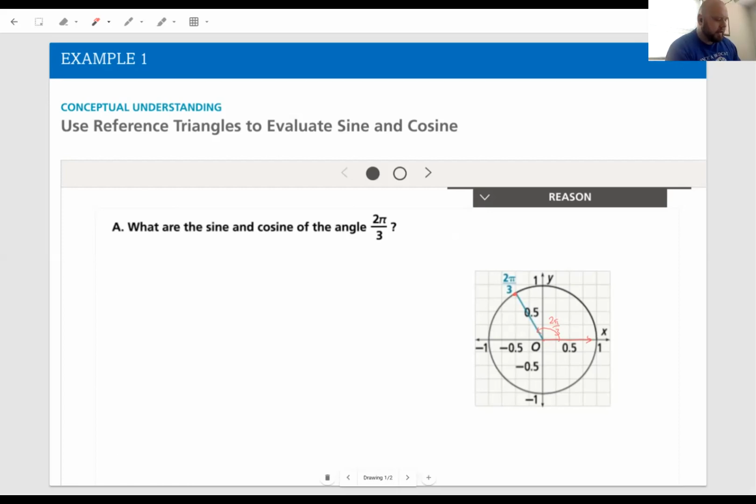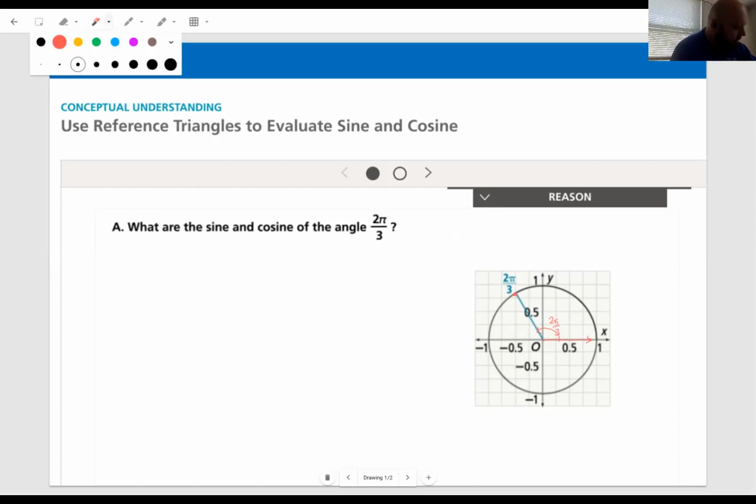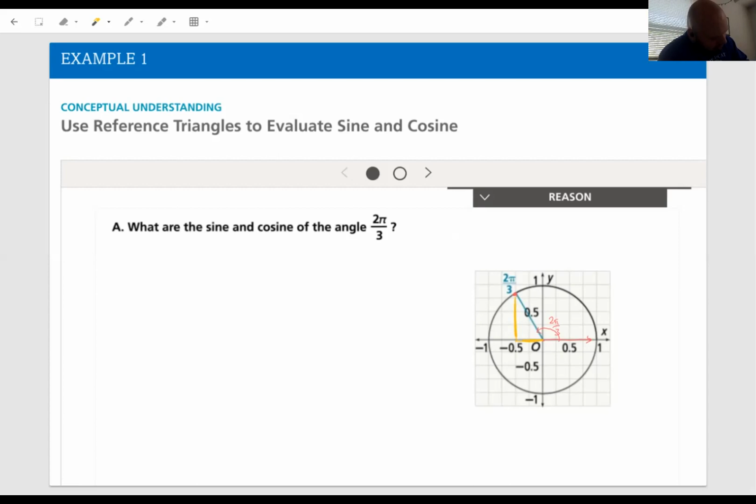So if you want to find the sine and the cosine of your angle, what you need to do first is take a line, drop it straight down to your x-axis so that you form this triangle in here.